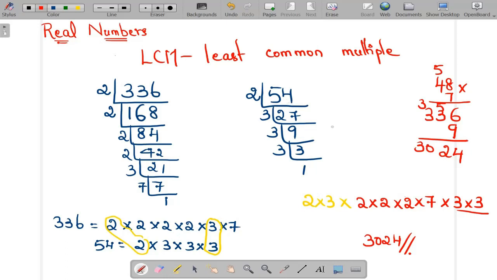I've used this particular method because in the next video we are going to see the relationship between HCF and LCM. This method by now should have given you a hint of how that works. Anyway, we will see it in detail in the next video.